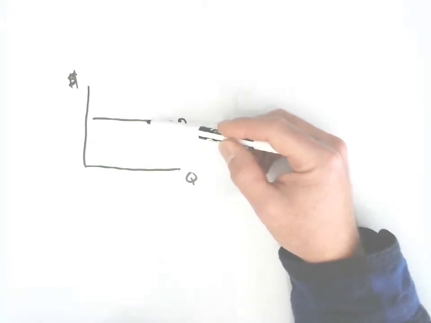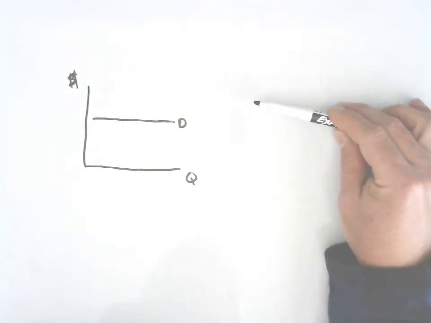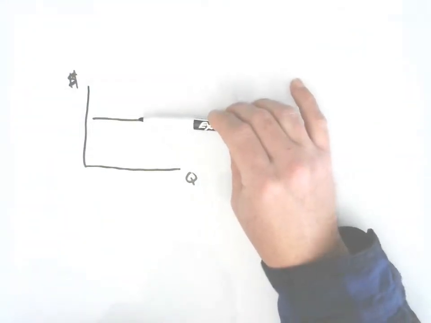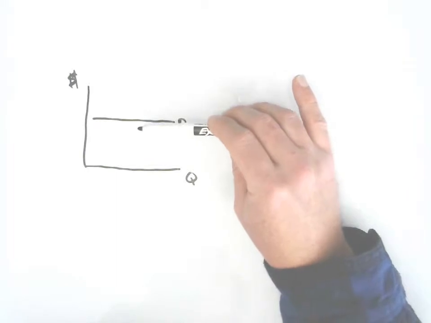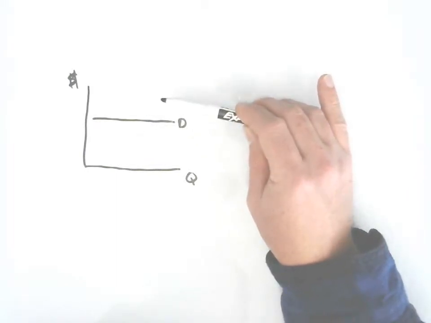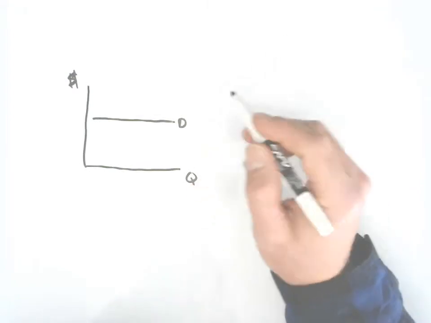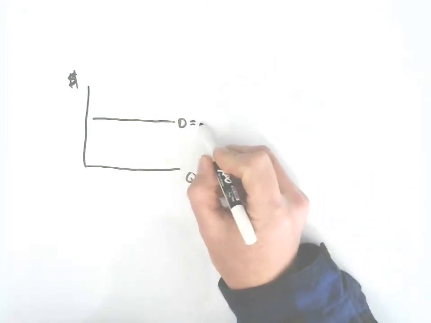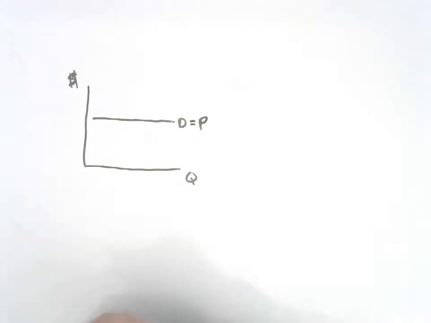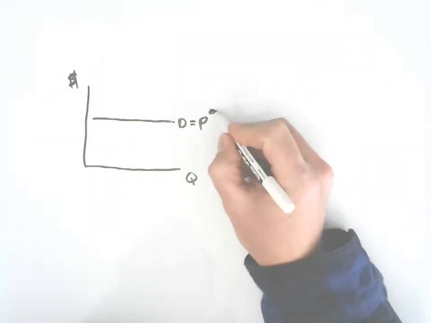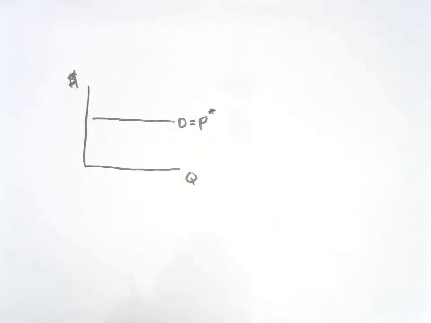They're all small relative to the industry. It doesn't pay for them to charge a penny less than everybody else is charging, because they can sell all the product they can produce at the going market price. Now, what does this mean? This means that the demand facing this firm must be equal to the equilibrium price level in the market.